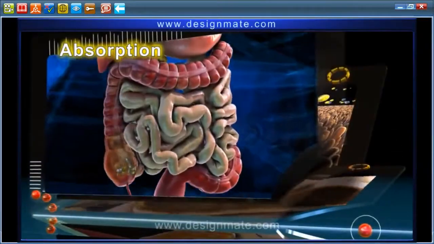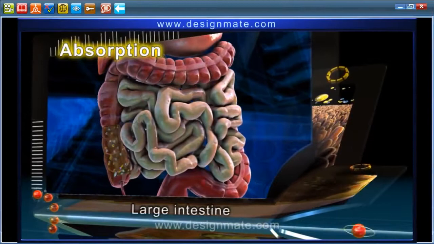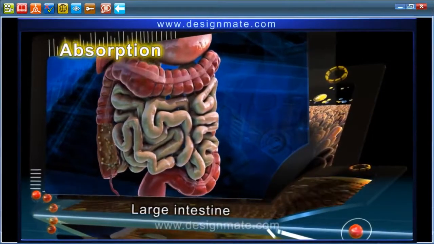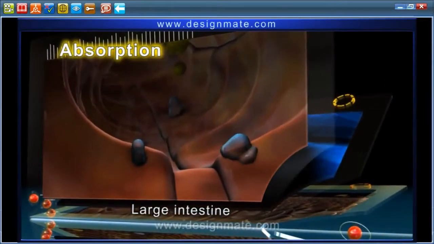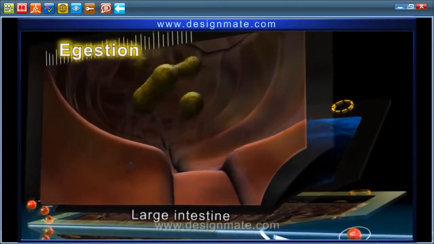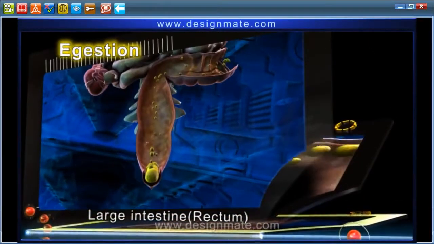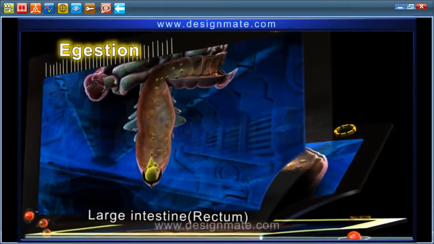The undigested food and water molecules move into the large intestine, where the water molecules are absorbed by the intestinal walls, and the undigested food is collected in the rectum and finally egested.